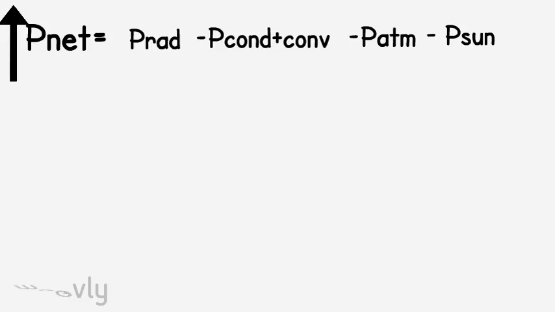Our goal is to maximize the net cooling power, P net, so that we can cool the surface as much as possible. In order to do this, we can increase the emitted power, P rad, and decrease the solar power, P sun.